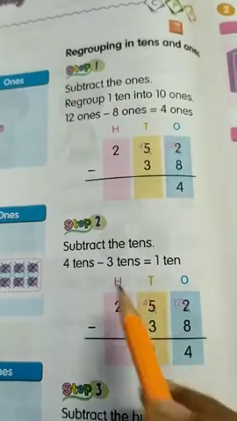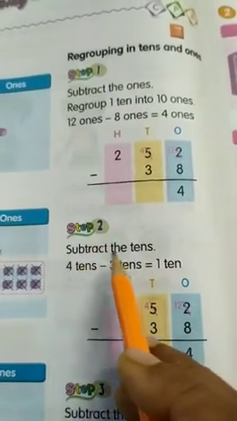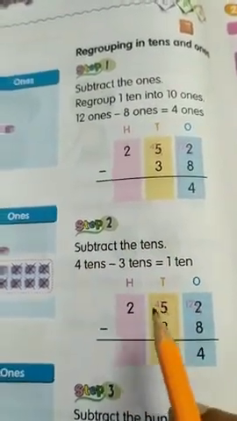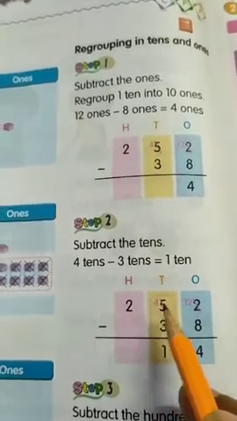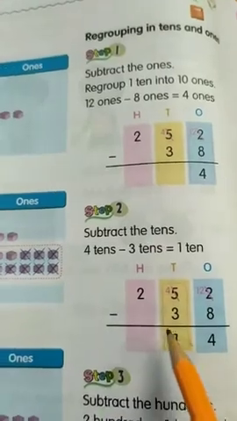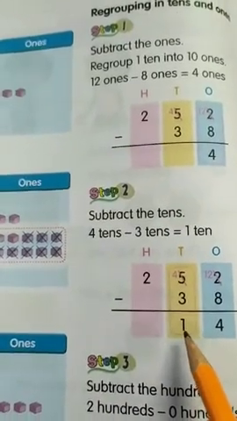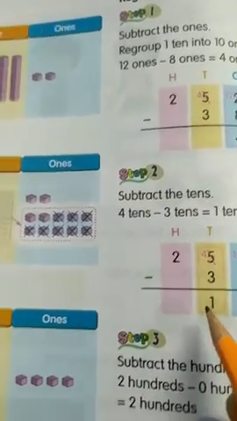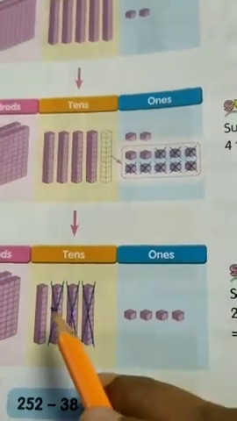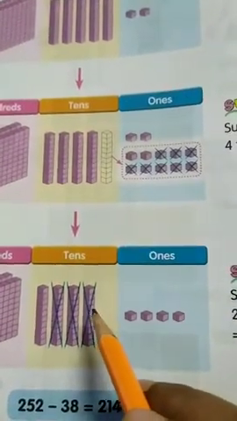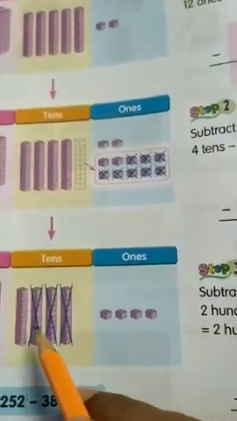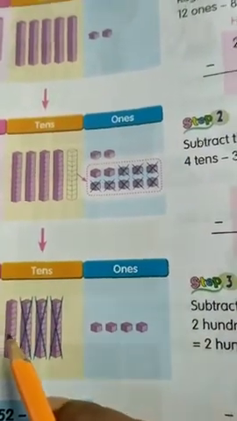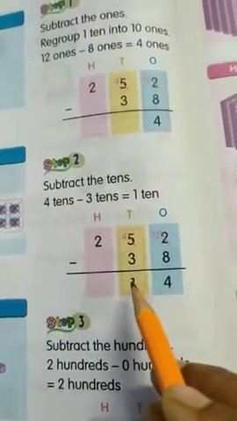Now we will move on to the second step, that is subtract the tens. We will subtract the tens. Now how much was over here? 4. So 4 minus 3 is equal to 1. You just see over here 1 2 3 4. 4 minus 3, you see, cut 3. 1 2 3, cut. How many remain? 1. So 4 minus 3 becomes 1.